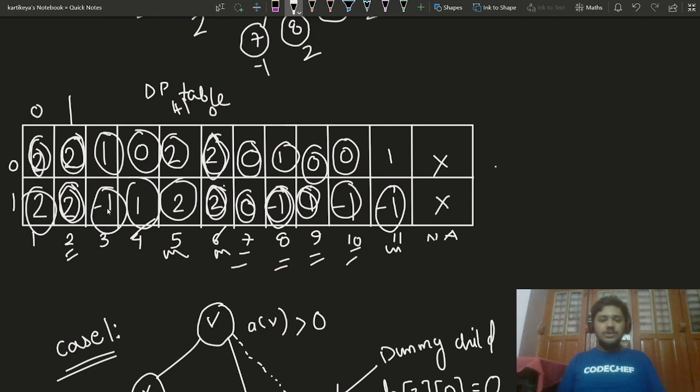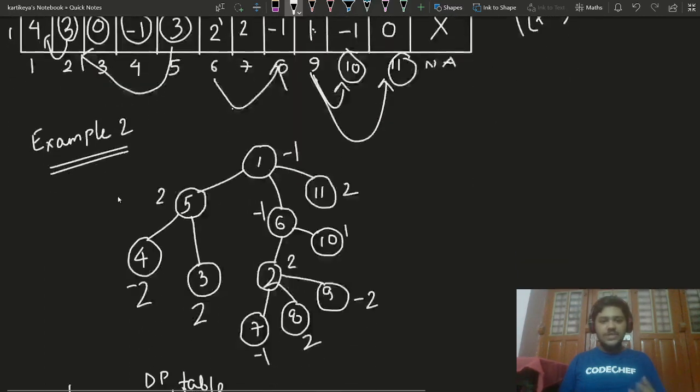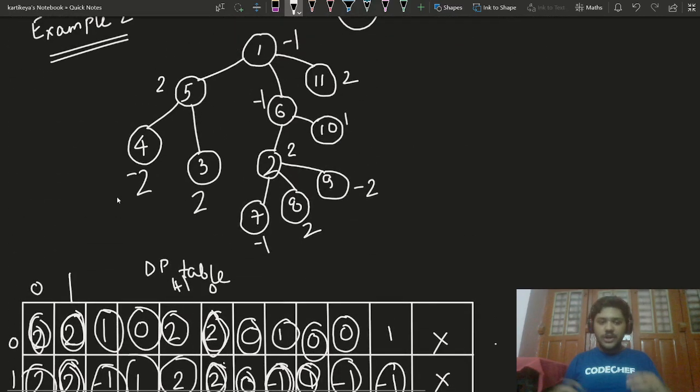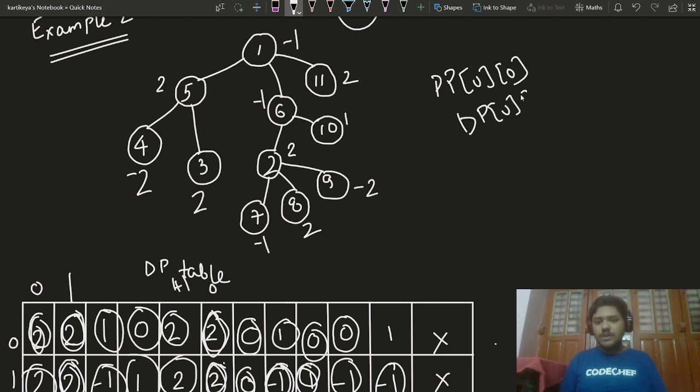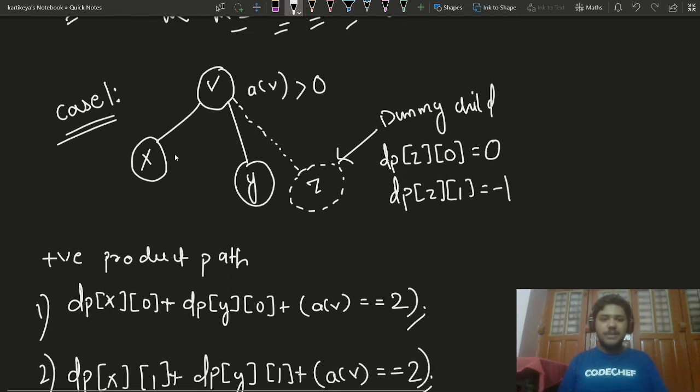Okay. So basically this is the construction of this table, and I just wanted you all to know what this dp of u0 and dp of u1 is. This is a really important thing that you should understand in order to solve this problem. Okay, now it's all simple and cakewalk from here.